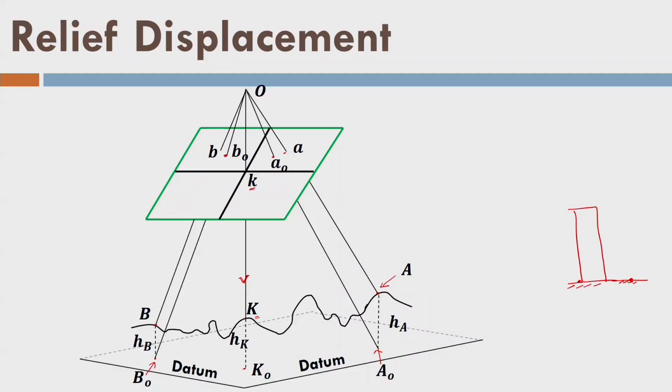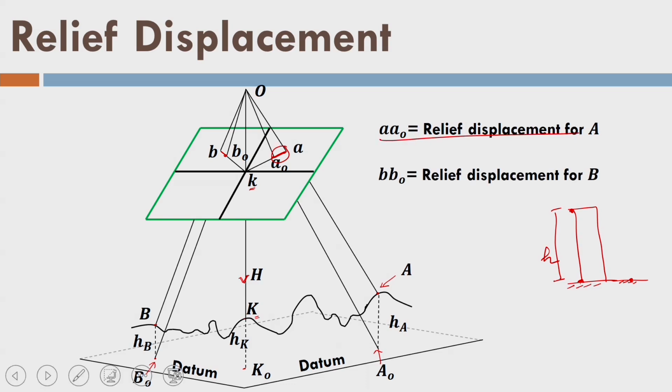So, you can see that if there is a building on the ground surface, its point on the ground will have a different image than the top of the building. This point will be imaged somewhere in the photograph, and this point will be displaced because of the height, let us say h, and this displacement in the image of the point is called relief displacement. So, this is the relief displacement written here. Similarly, I have relief displacement bb0 for point B.